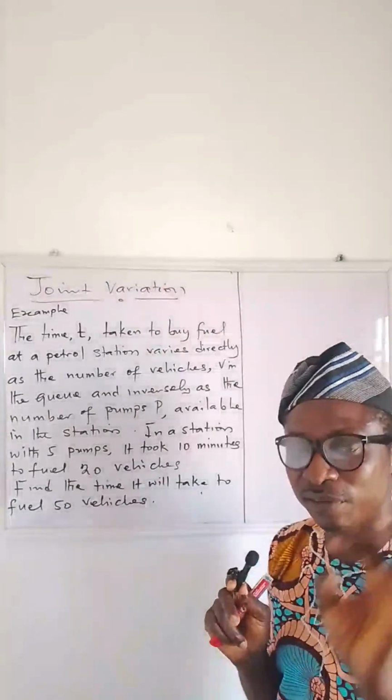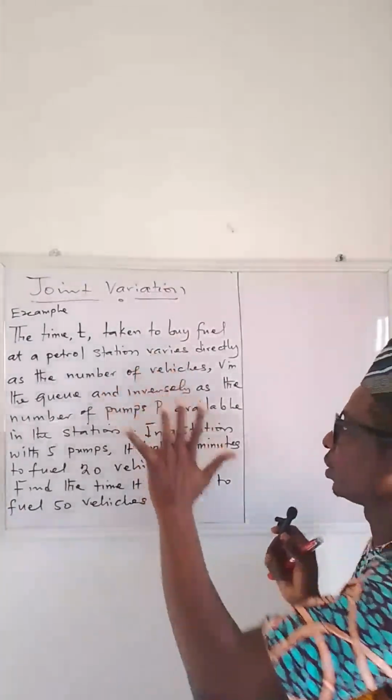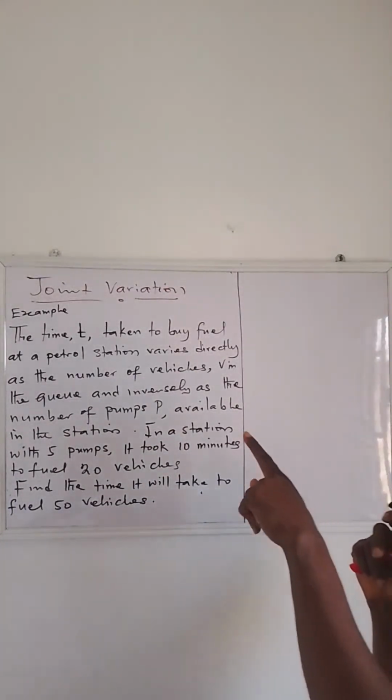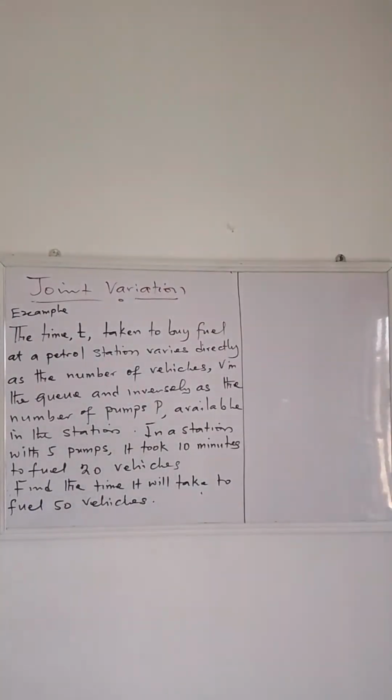The first thing is to identify the variables in this question. So I'm going to ask you now, what are the variables in this question here? All right, now let's quickly drop the answer in the comment section. What are the variables in this question? Yes, Folashade, Korodo, Omotola and others, Uber and so on. Yes, what are the variables in this question?